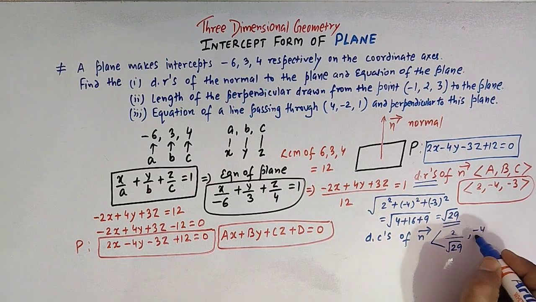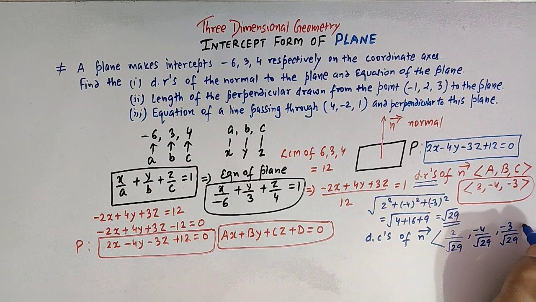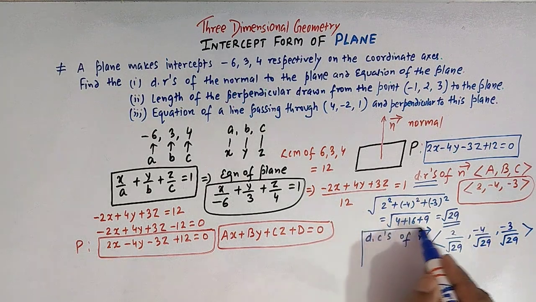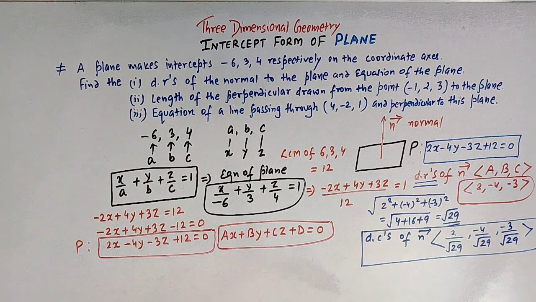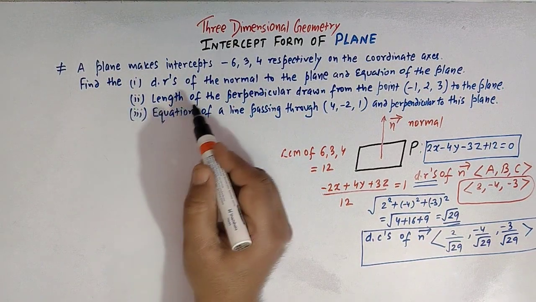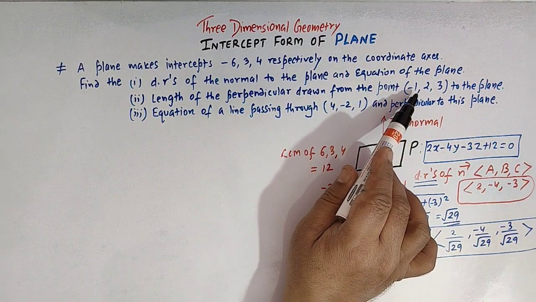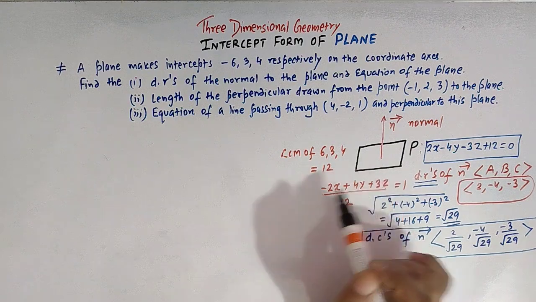Then we have minus 4 over square root of 29, and here we have minus 3 divided by square root of 29, right? So the direction cosines of this normal vector are given by these three numbers. So now in the second part, we have to find the length of the perpendicular drawn from the point minus 1, comma 2, comma 3 to this plane, right?